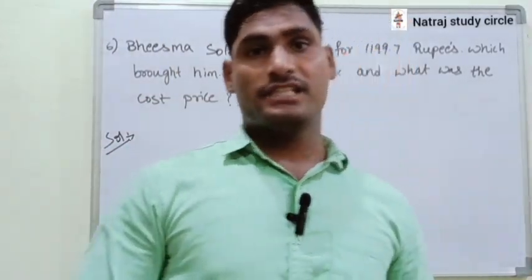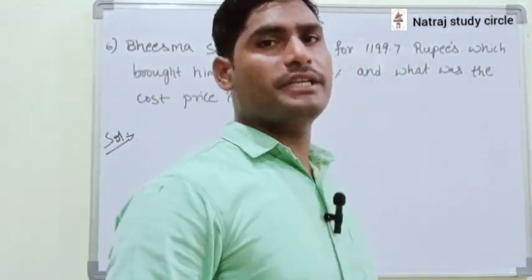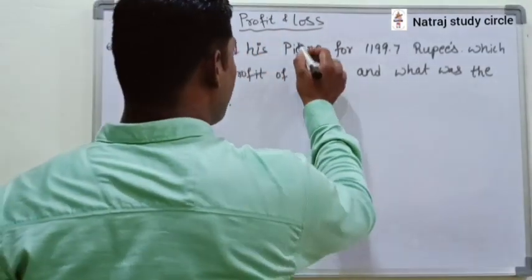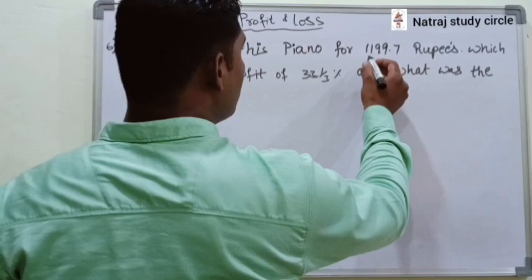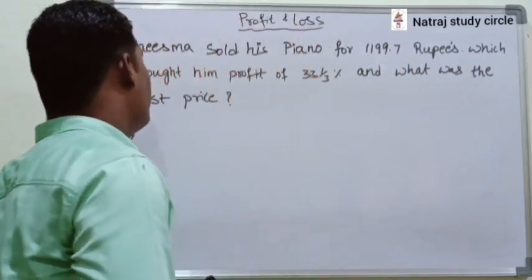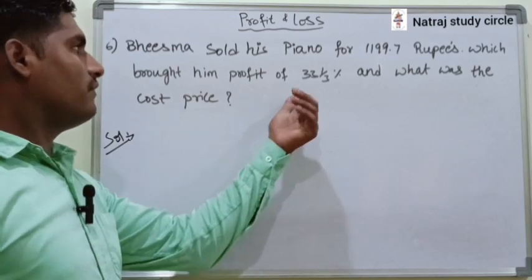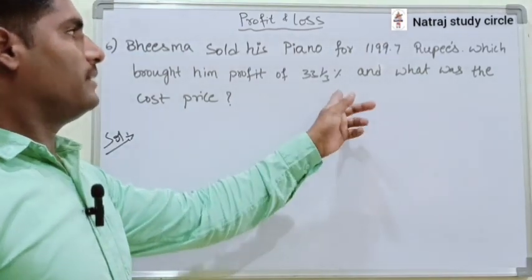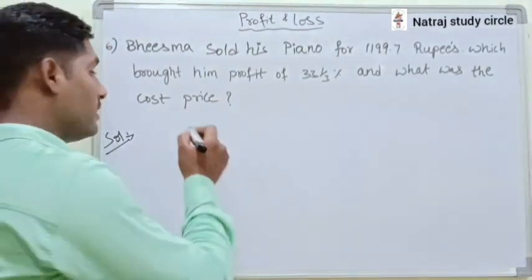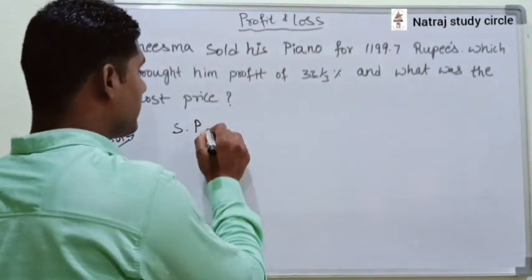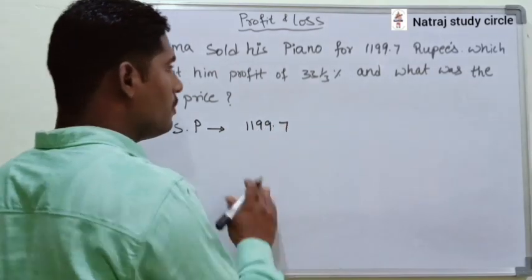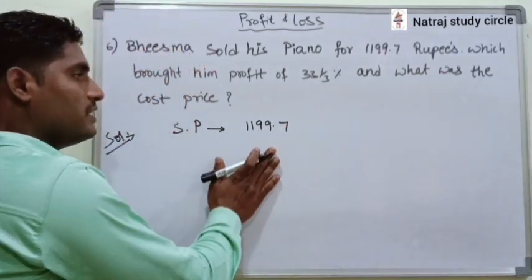So here is the sixth question. What is the question? Bhishma sold his piano for 1199.7 rupees, which brought him a profit of 33 1/3%. And what was the cost price? So here what is the selling price? Selling price is 1199.7. So what is the percentage for this?